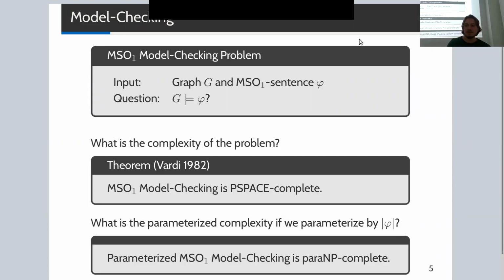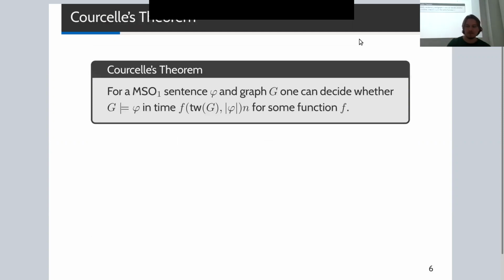But yeah, so now we want to take the tree width of the graph into account. And this brings us to the beautiful theorem that we call Courcelle's theorem. It states the following. If we're given an MSO1 sentence phi and a graph, and we again want to decide whether the formula is true in the graph, then we can do it in this running time.